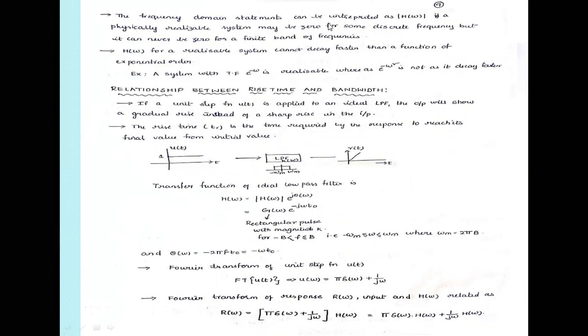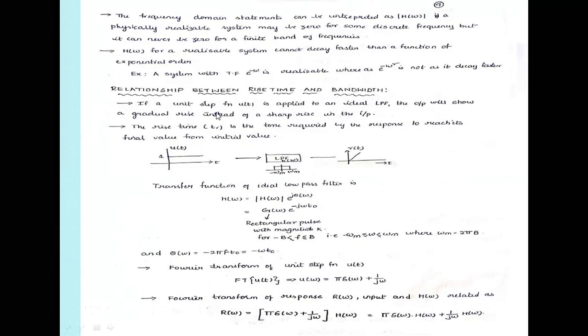The frequency domain statement can be interpreted as follows: H of omega, for a physically realizable system, may be zero at some discrete frequencies, but it can never be zero over a finite band of frequencies. H of omega for a realizable system cannot decay faster than an exponential order. The system with transfer function e to the power minus omega is realizable, whereas e to the power minus omega squared is not, as it decays faster.